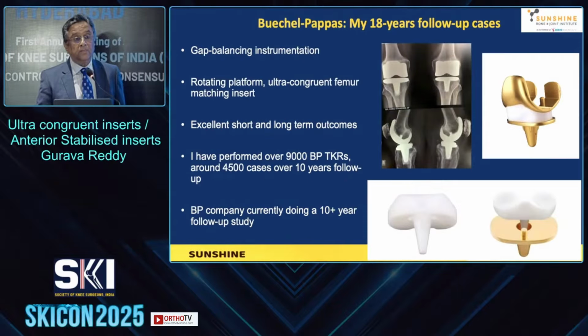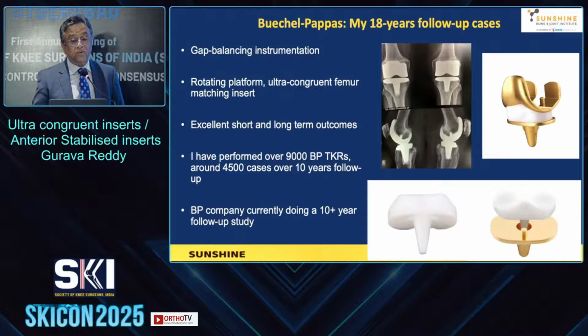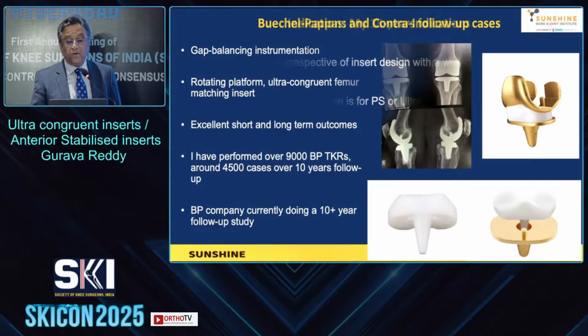And this is the Buechel-Pappas. I don't know how many people are using this. I've been using it for the last 18 years. This is the father of the DePuy LCS. And it has a peg also at the bottom so that there is no spin-off from the polyethylene. Excellent short-term and long-term outcomes. I have performed over 9,000 Buechel-Pappas TKRs. They are now in fact manufactured in Chennai. Around 4,500 cases are over 10 years follow-up. In fact, we are doing a survival study for the Buechel-Pappas company, so this is currently a 10-year follow-up study.